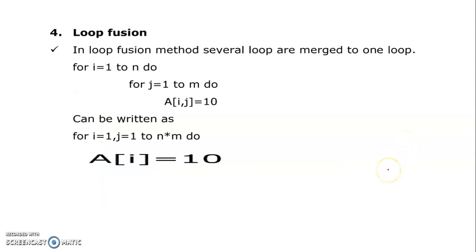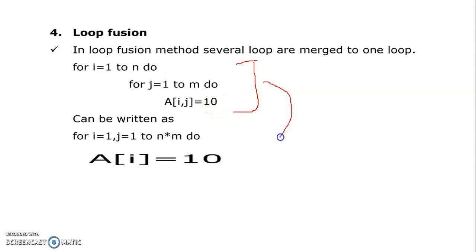Next is loop fusion. What is loop fusion? Basically, in the loop fusion method, several loops are merged into one loop. Suppose a code is given to you. This is the code before optimization. Inside this code, an inner loop is there: for i equals 1 to n, for j equals 1 to m, do a[i][j] equals 10.